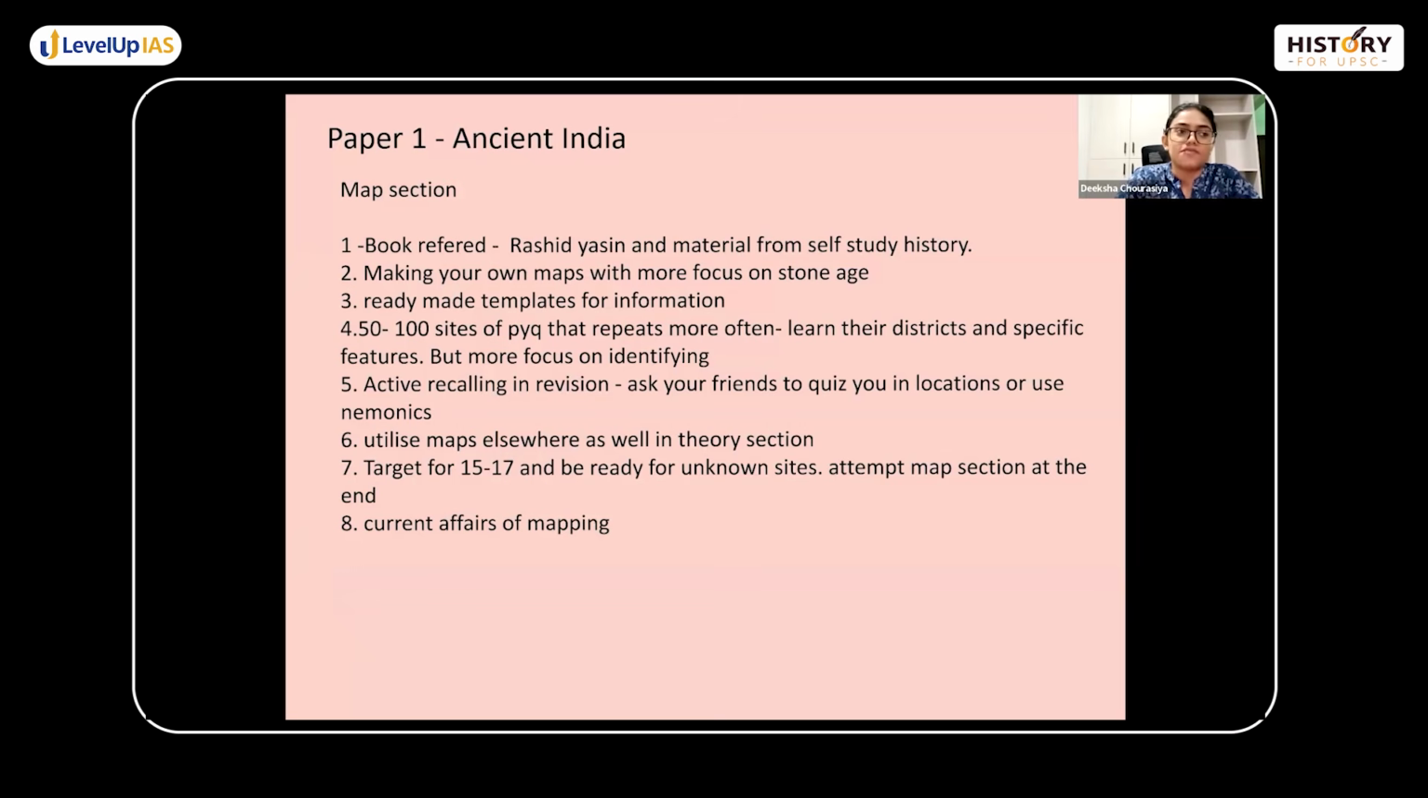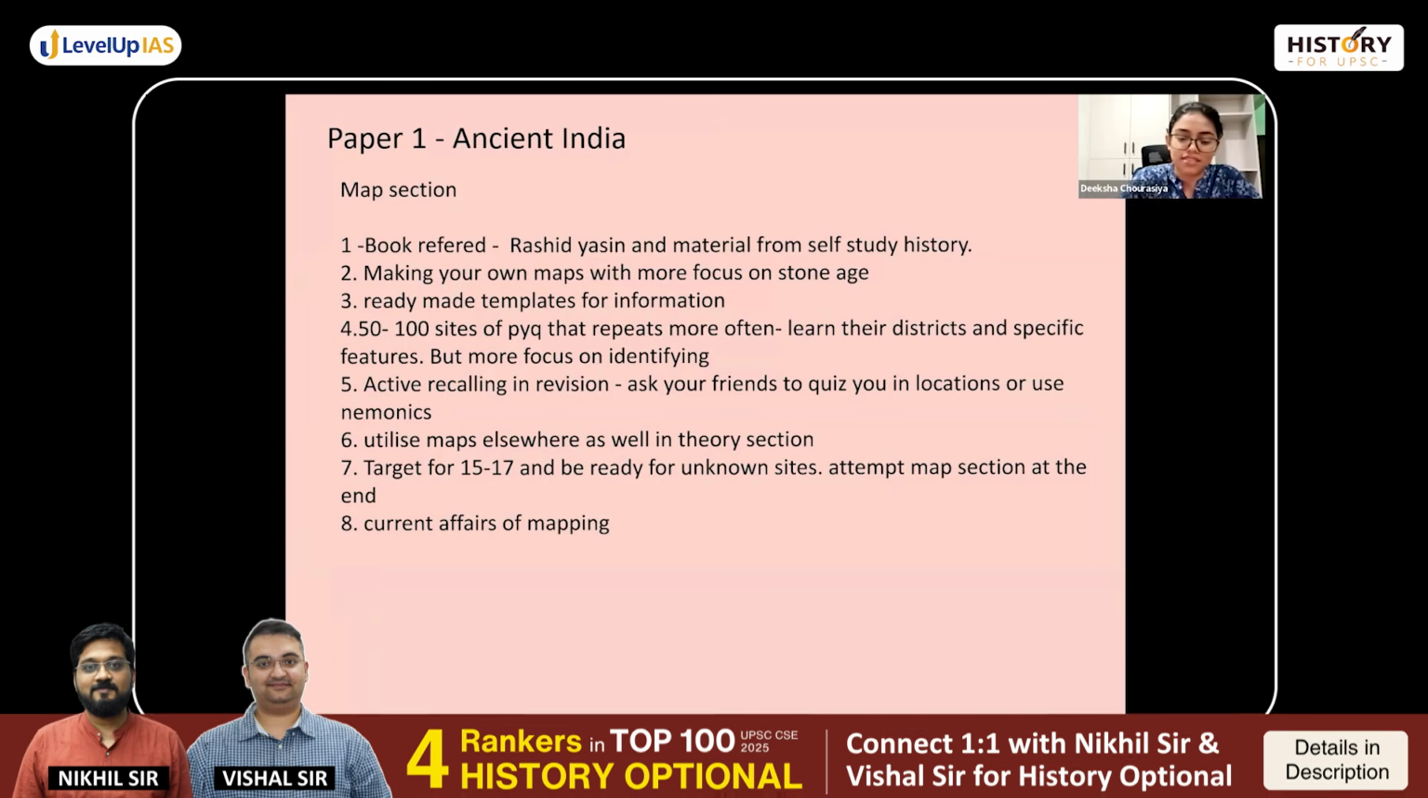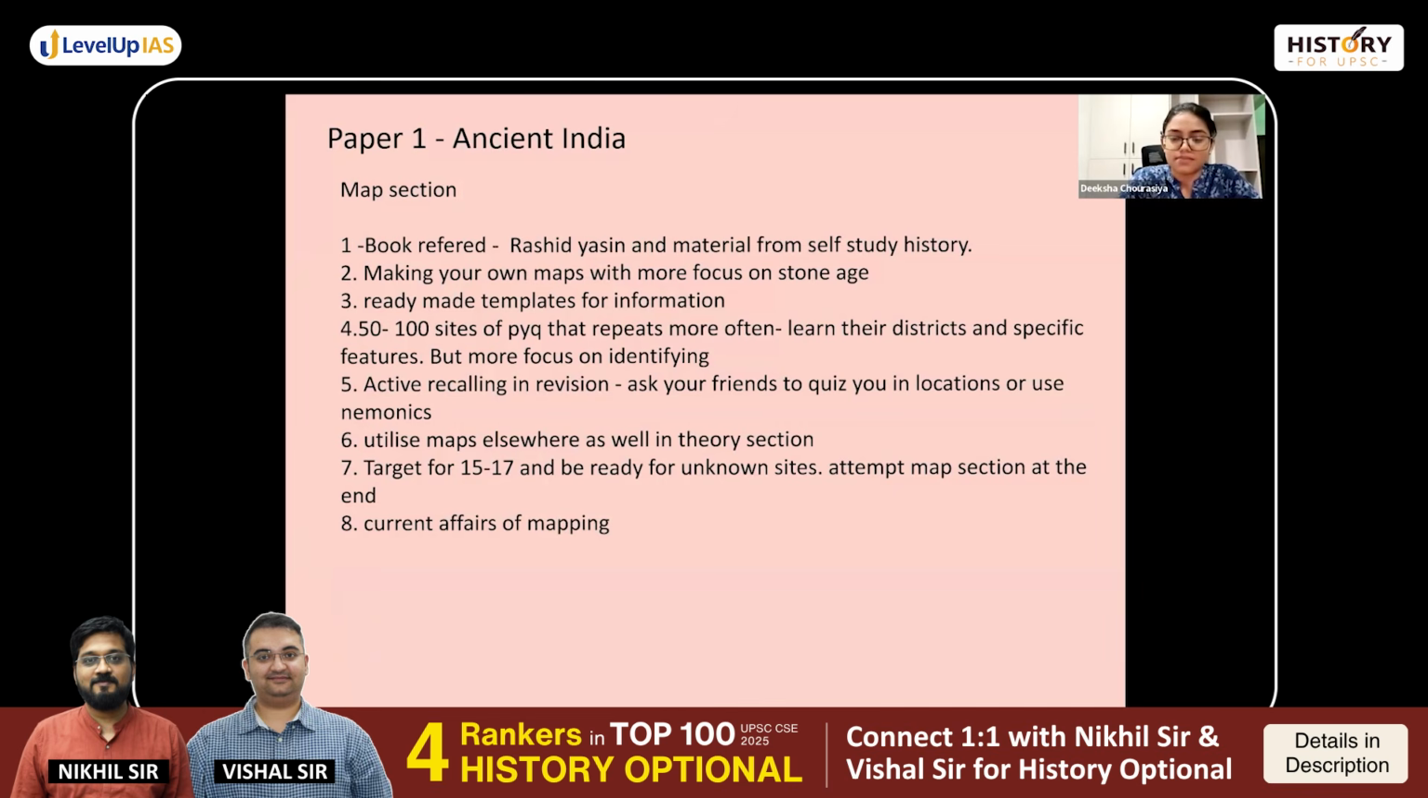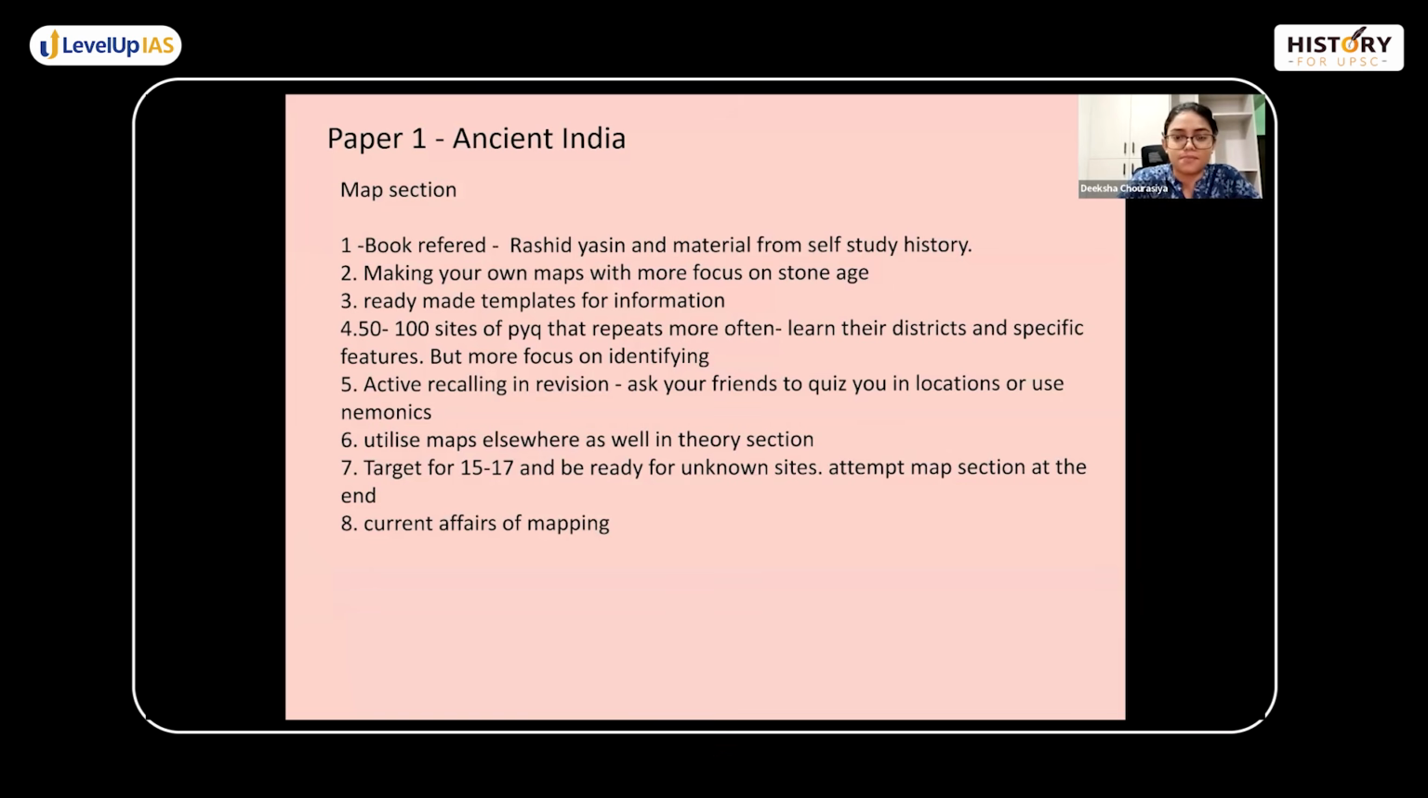So for that, I had different revision strategies. I used to ask my friends to draw a map and ask me randomly what site is present in Gujarat, what site is present in MP. So that active recalling by your peers or batchmates really helps a lot. By this quiz and visual recalling, I tried to remember more and more sites. So that was my strategy.